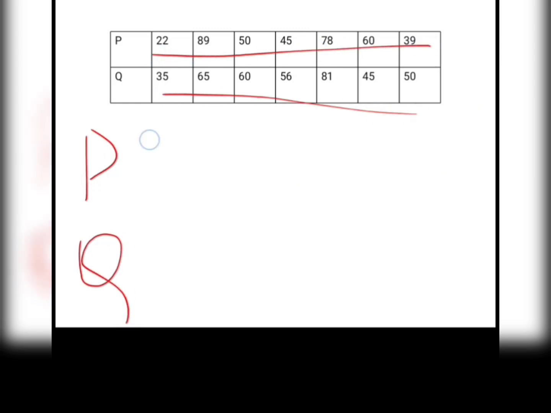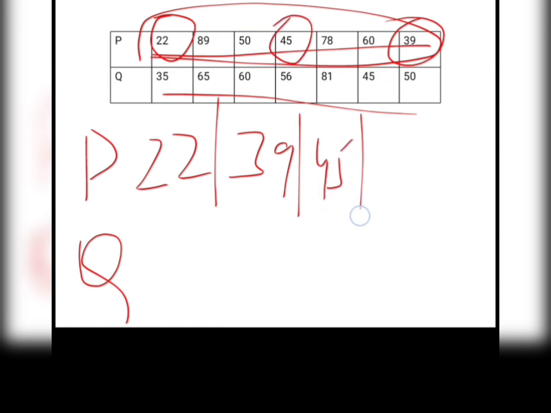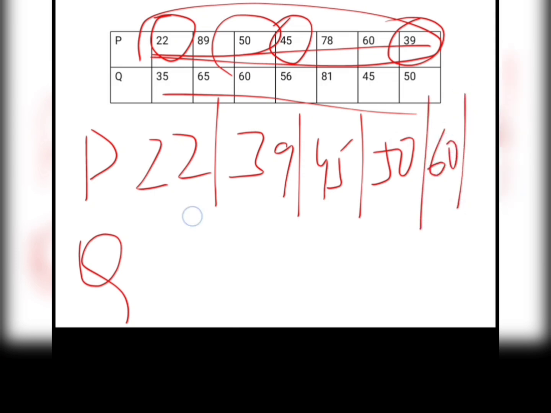Let me arrange all the numbers in ascending order. First, 22 is the smallest of all these terms. Then next you will get 39. Then next you will get 45. Then next you will get 50. Then 60. Then 78. Then 89.